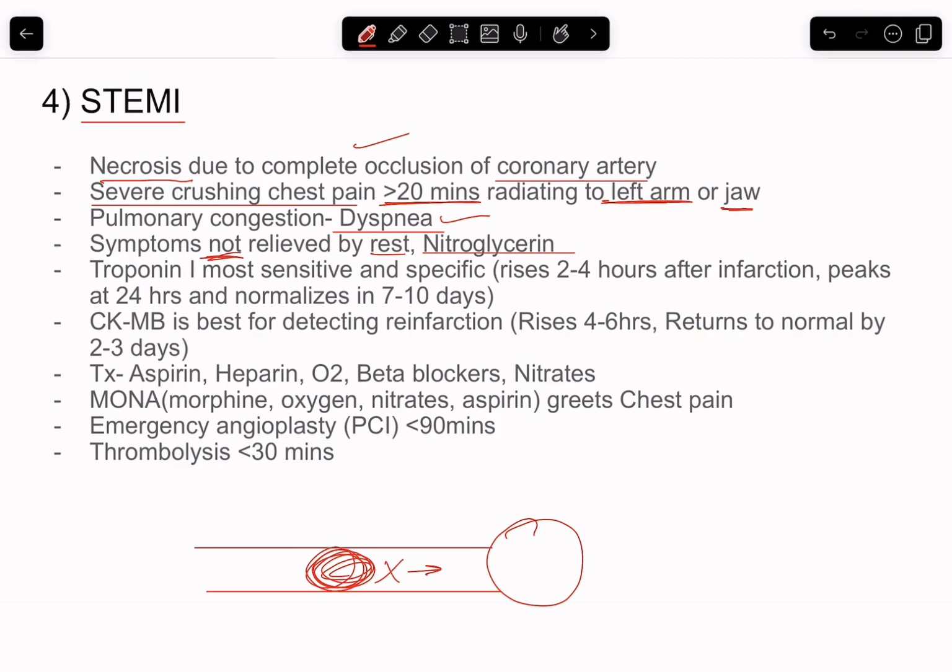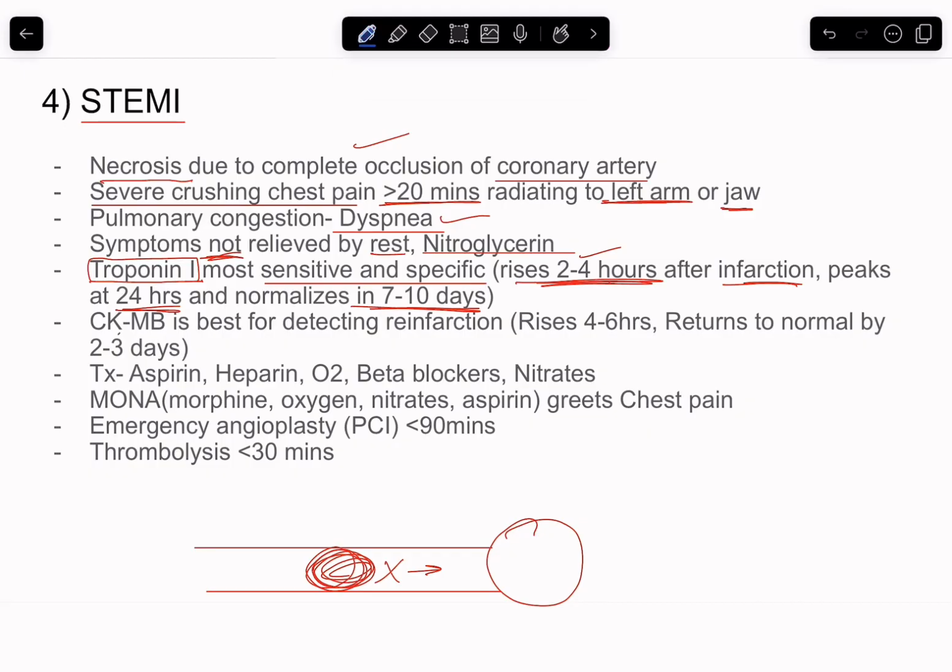In this case, you can do your cardiac enzyme test. One of the most specific and sensitive tests that you can do is your troponin I cardiac enzyme. So this is the first one to rise. It rises 2 to 4 hours after infarction and peaks at 24 hours and normalizes in 7 to 10 days. You need to remember these values, by the way.